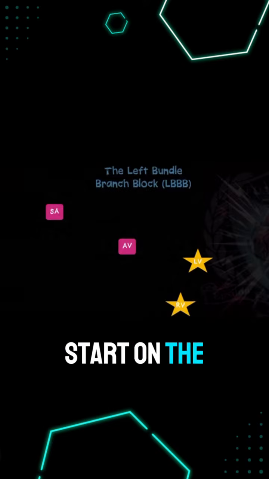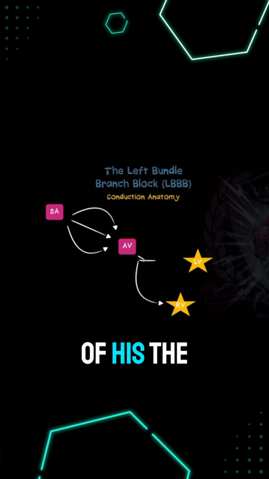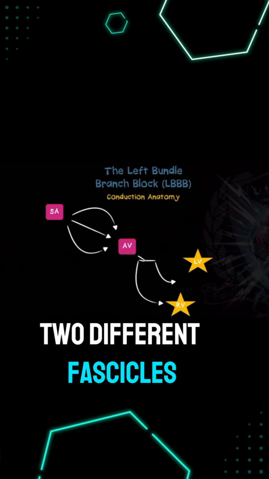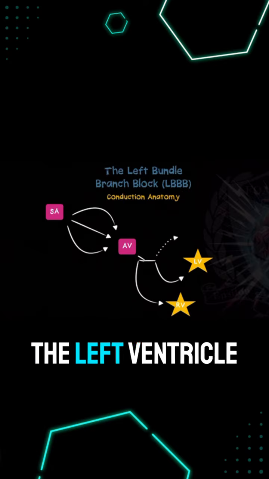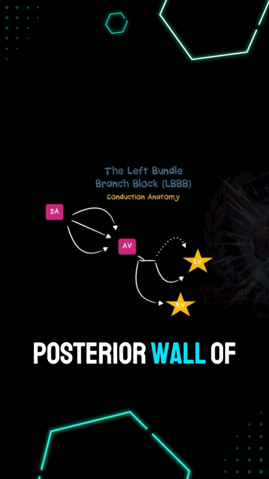Today we're going to start on the left bundle branch block, and of course we have to start with a little bit of conduction anatomy. From the bundle of His, the left bundle comes off, actually splits into two different fascicles: the left anterior fascicle, which runs along the anterior wall of the left ventricle, and the left posterior fascicle, which runs along the posterior wall of the left ventricle.